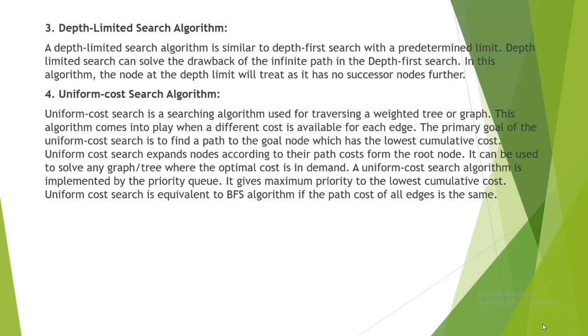Uniform cost search is for traversing a weighted tree or graph. This algorithm comes into play when a different cost is available for each edge. The ultimate goal of uniform cost search is to find a path to the goal node which has the lowest cumulative cost from the root node. It can be used to solve any graph or tree where the optimal cost is in demand. Uniform cost search is implemented by a priority queue. It gives maximum priority to the lowest cumulative cost. It is equivalent to BFS if the path cost of all edges is the same.